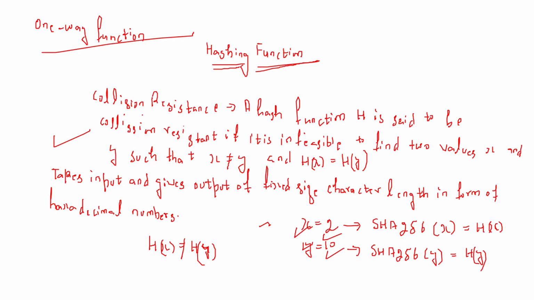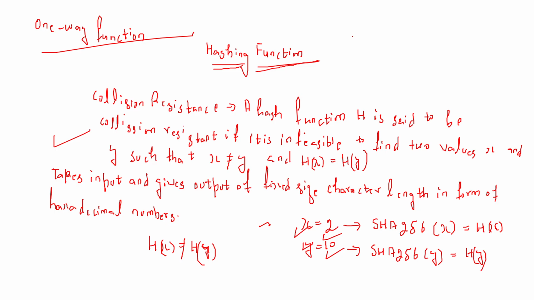This collision resistant property is so sensitive to this hashing function in the sense that even a slight change in the input will give a completely different hashing value. Now, what is the use of this hashing function? We have a bit of idea as to what this hashing function means, but what is the use of this hashing function?